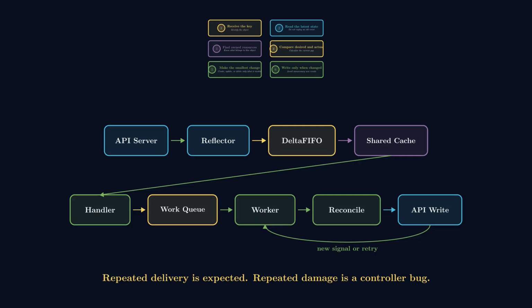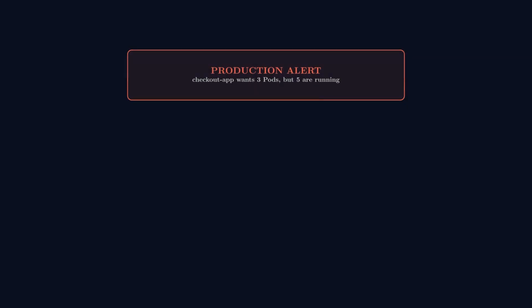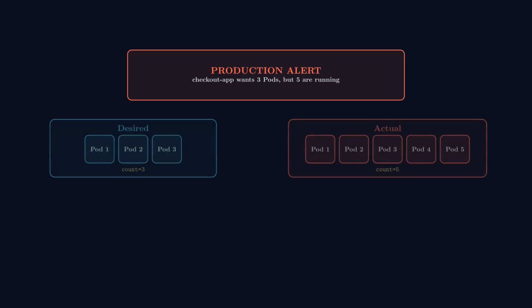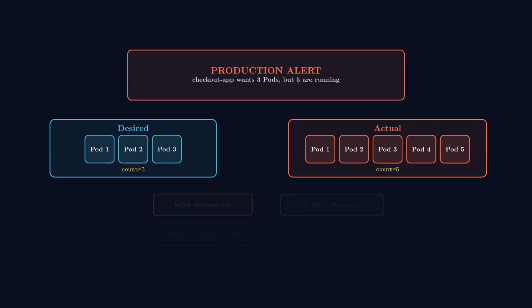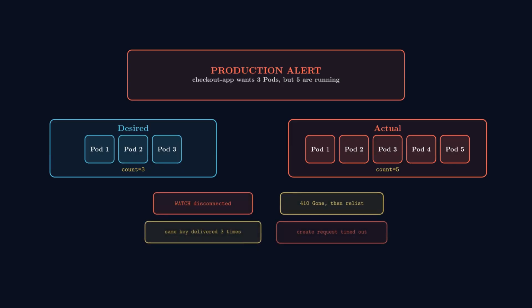Let us end with a real production issue. At 2 in the morning, the team receives an alert. The checkout application is supposed to run 3 pods, but 5 pods are running. At the same time, they notice several other events. The watch connection was lost. The informer had to rebuild its cache. The same key reached the work queue more than once. An API request timed out, and the controller restarted. Some of these may be normal recovery behavior, while one of them may explain the extra pods. So which event is the real cause of the problem?